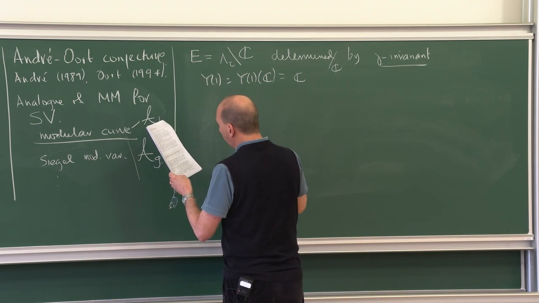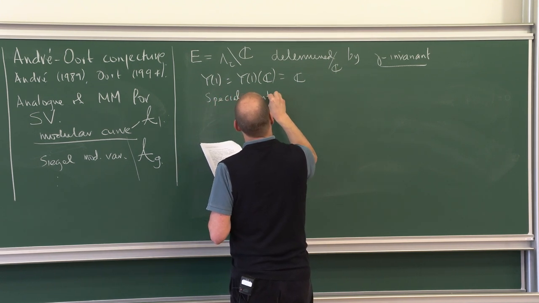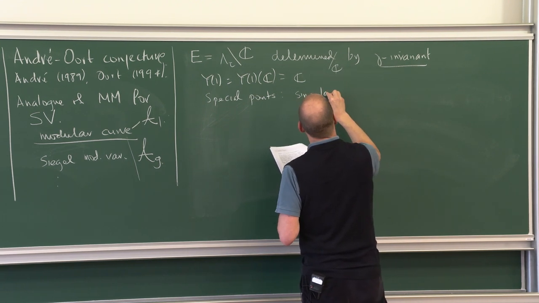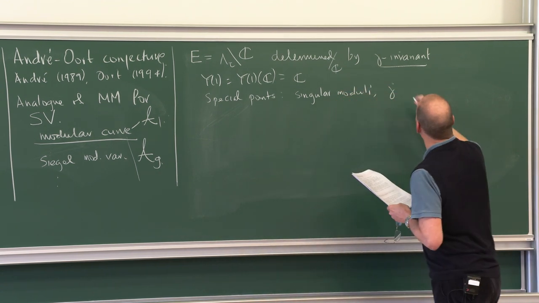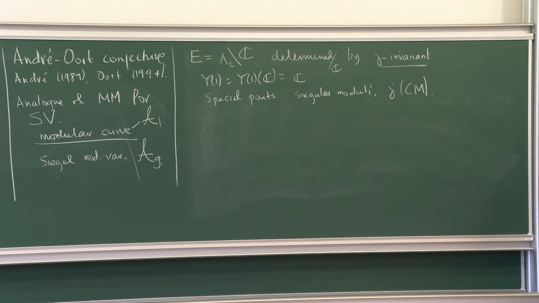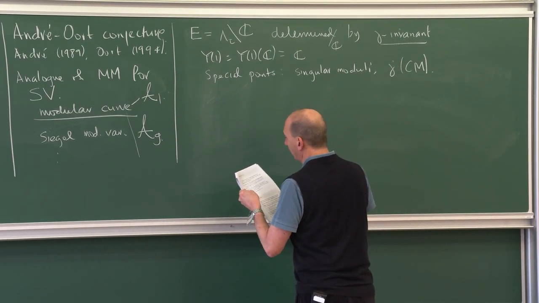And the analog of torsion points, the special points, are the so-called singular moduli, which are the j-invariants of CM elliptic curves. They're algebraic numbers. In fact, they're algebraic integers, and they are analytically dense in the complex numbers. I'll say a little bit more about them in a minute. And they have very elaborate arithmetic properties.